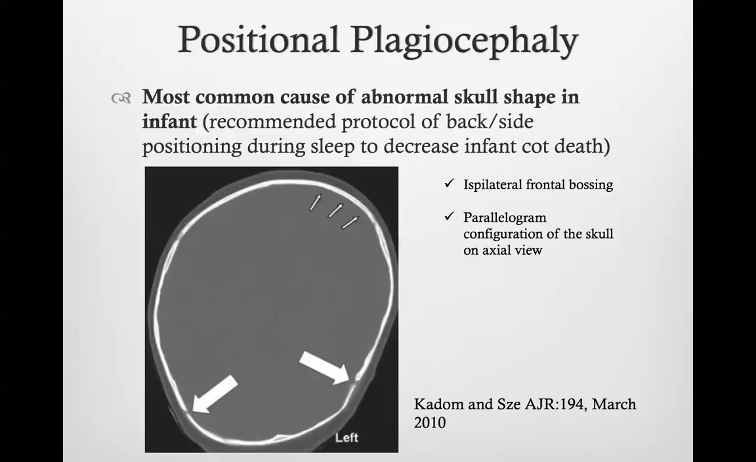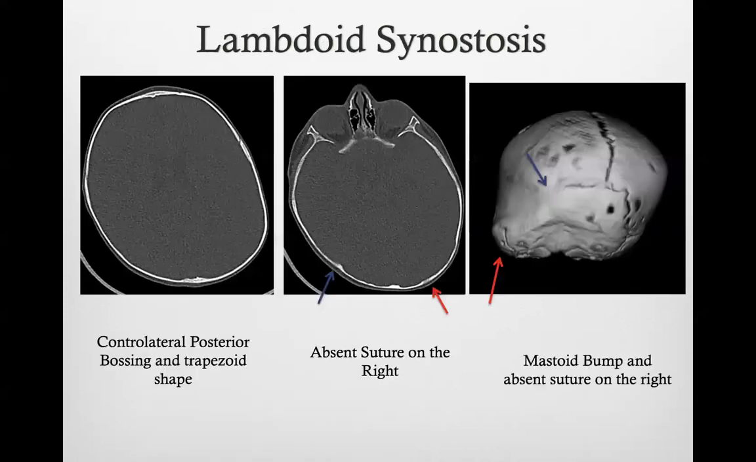And positional plagiocephaly is the most common cause of abnormal skull shape in an infant, and we know that the child needs to be positioned during sleep to avoid that. But because this is not a fusion, all the side of the skull is pushed anteriorly. And this is what we will see in the positional plagiocephaly: normal appearance of the sutures, frontal bossing, and internal auditory meatai pushed anteriorly.